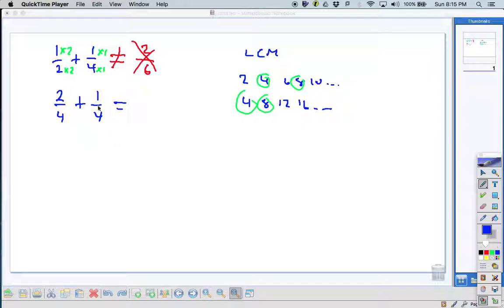Now you are allowed to add. You add by simply adding numerators up. So 2 plus 1 is 3. But here is the big thing. The denominator stays the same. It does not change. That's why you must first have that common denominator, because the denominator does not change. You can only add or subtract when you have a common denominator.